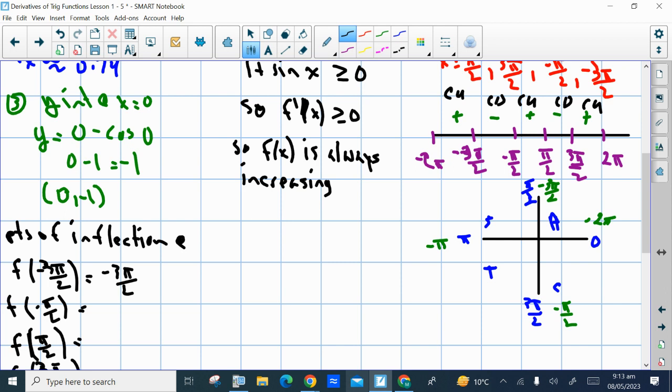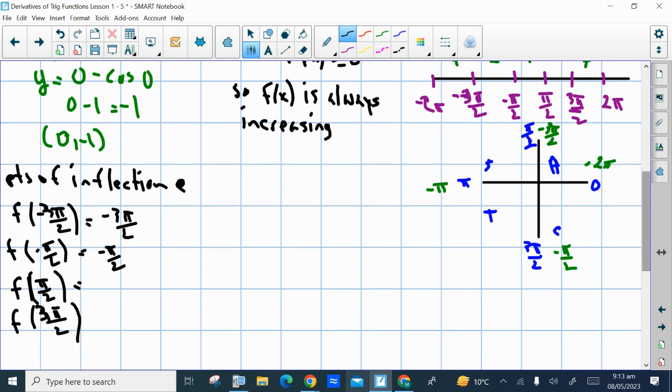Our next inflection point is at negative pi on 2. And at negative pi on 2, again, the cosine is 0. So it's going to be negative pi on 2 minus 0, which is negative pi on 2. At positive pi on 2, again, the cosine is 0 at all these critical points. So in every case, it's just going to be the same as the x value.